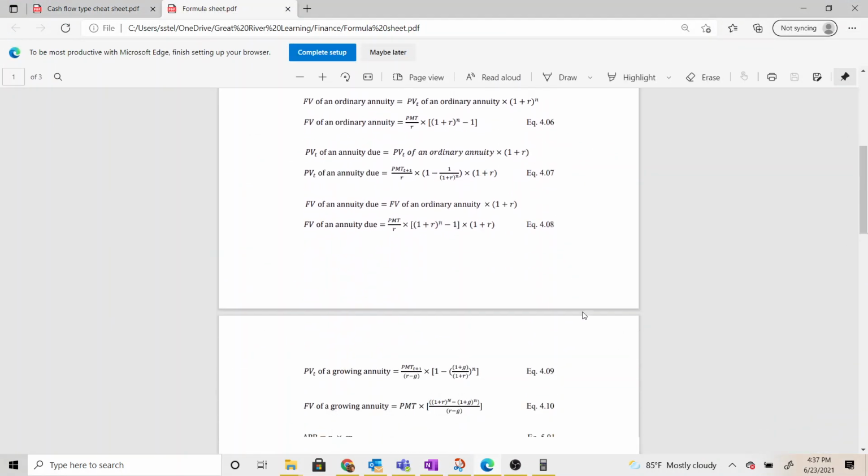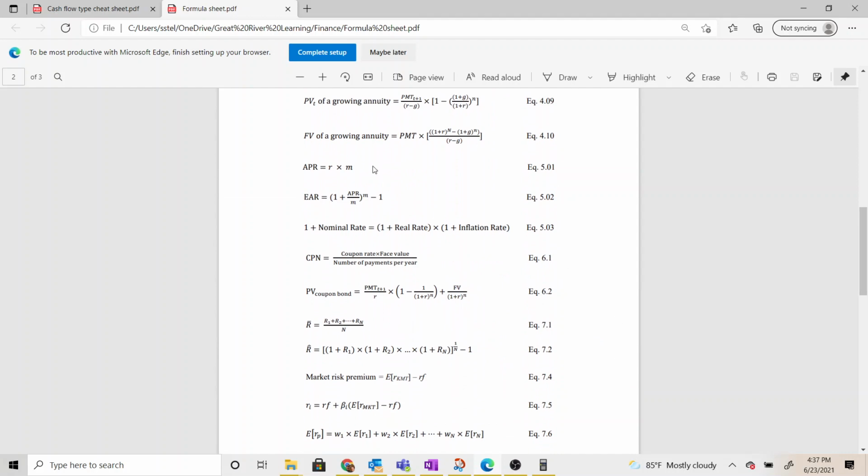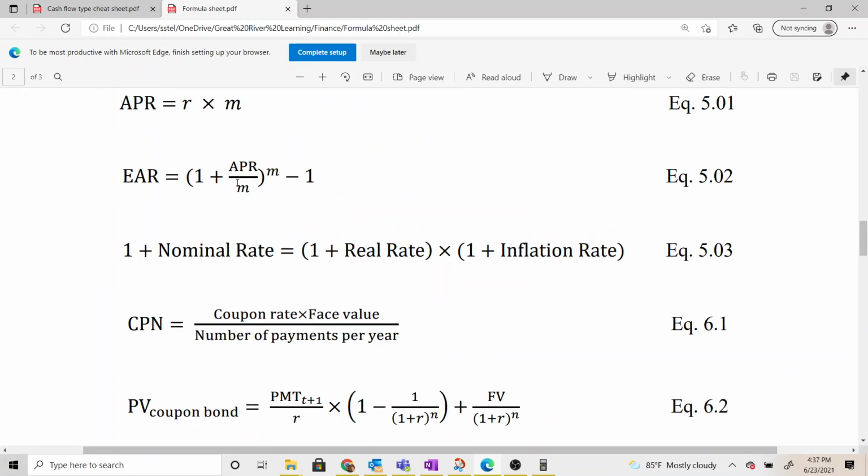If I scroll down to the Chapter 5 formulas, we have a few here having to do with interest rates. One is the definition of APR, which is kind of baked into this problem, but we don't necessarily need it right here. The other one is the EAR, or effective annual rate, and it equals 1 plus the APR divided by M, where M is the number of compounding periods per year, and then raised to the M, minus 1. So APR is what we're given, and this M is the number of compounding periods, or when we're looking at a loan, the number of payments per year.